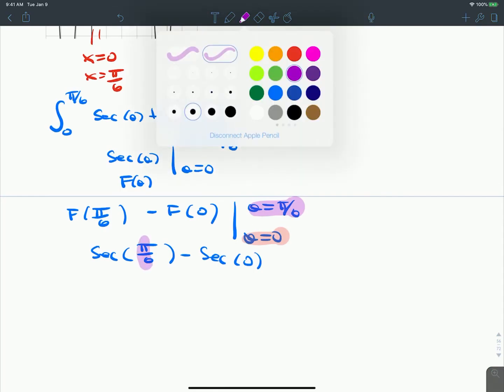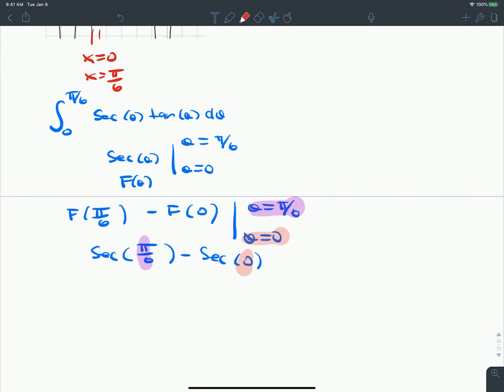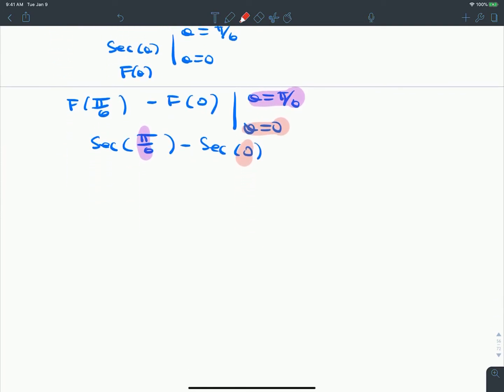Pi over 6 is here, and 0 is here. So I would recommend people consider the reciprocal of secant, and the reciprocal of secant is actually cosine. So this is going to be 1 over cosine of pi over 6 minus 1 over cosine of 0. Cosine of 0, if we remember, is 1. But we need to know what cosine of pi over 6 is. So here's what we're going to look at.